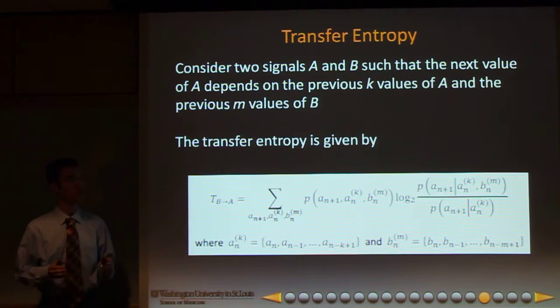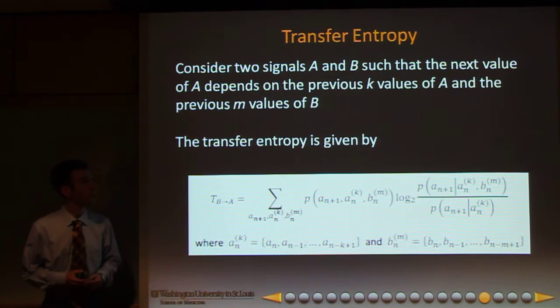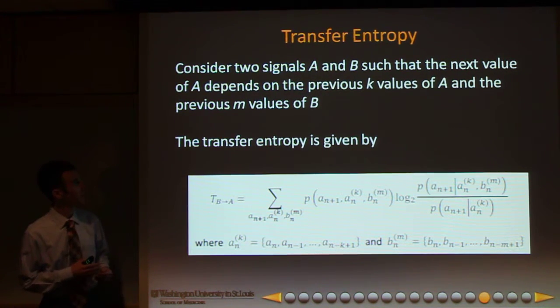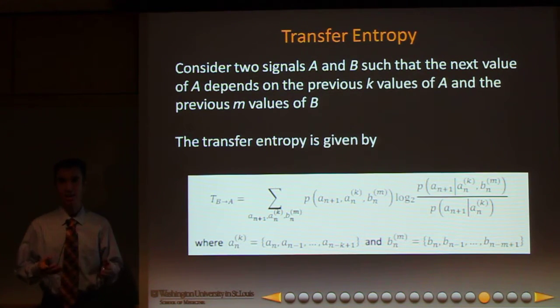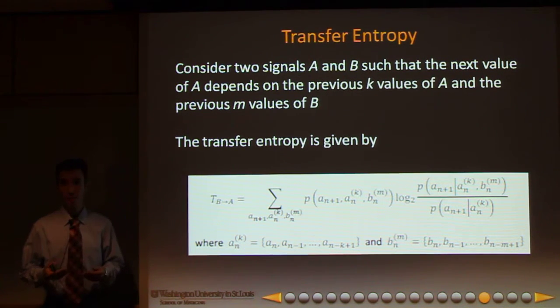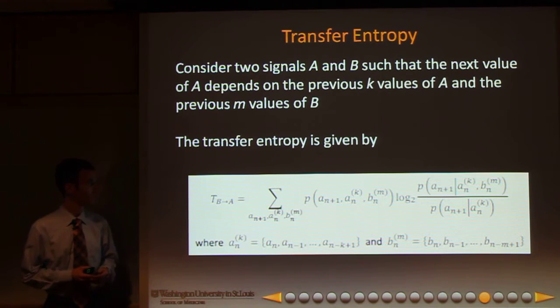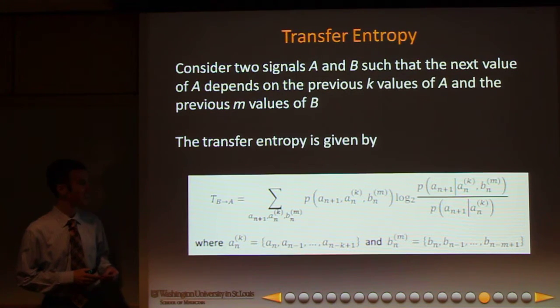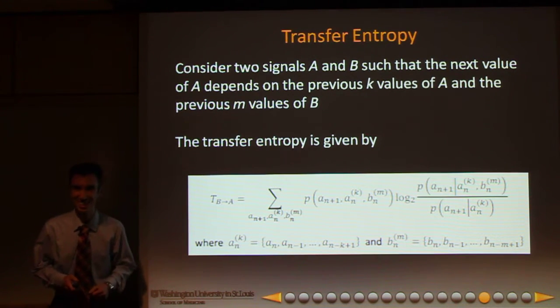If we consider two signals A and B, such that the next value of A depends on the previous k values of A, and the previous m values of B, then the transfer entropy is given by this relatively complicated equation.